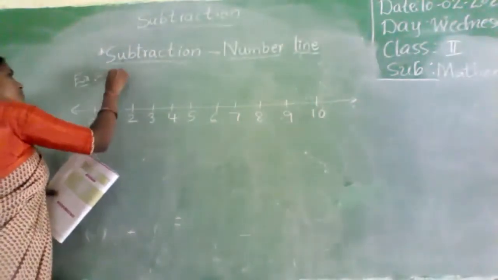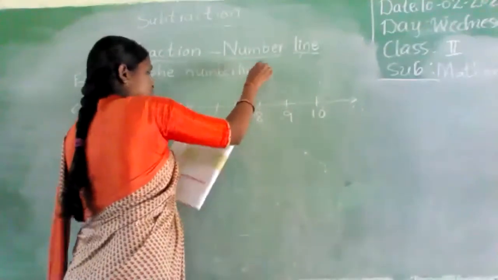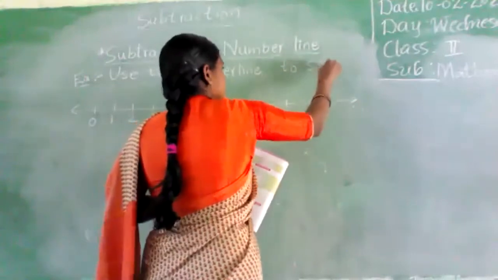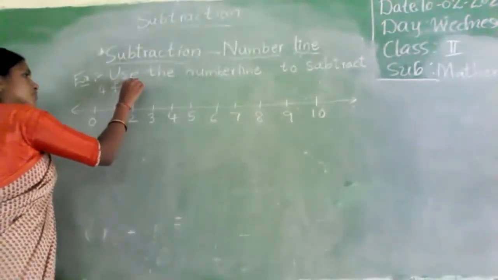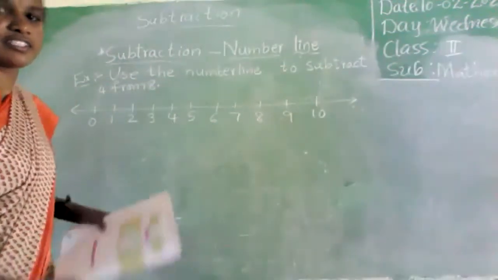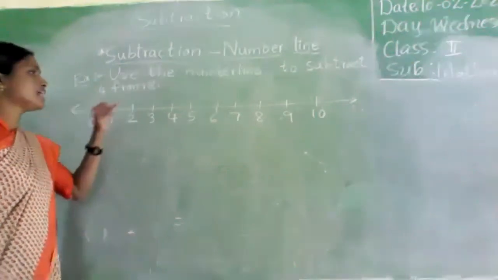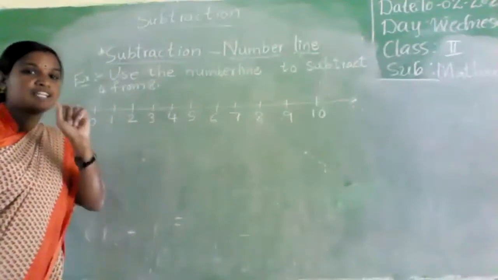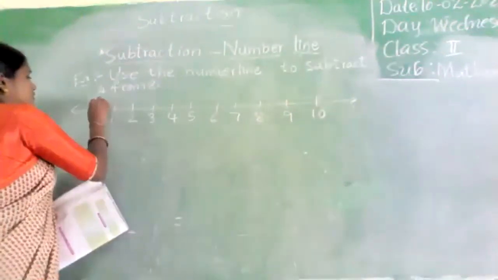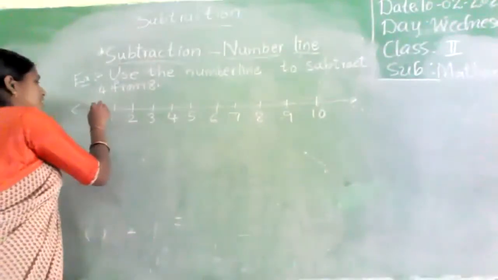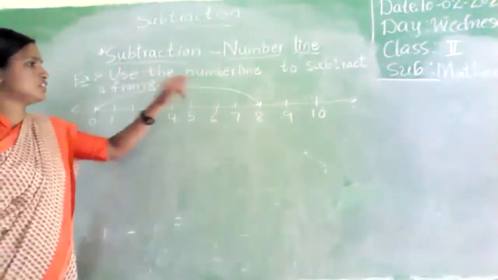Example 1. Use the number line to subtract 4 from 8. So we have to subtract 4 from 8. But how to do it? On the number line. So first we have to take an arrow on the number line. First mark an arrow from 0 to 8. This is called 0 to 8.